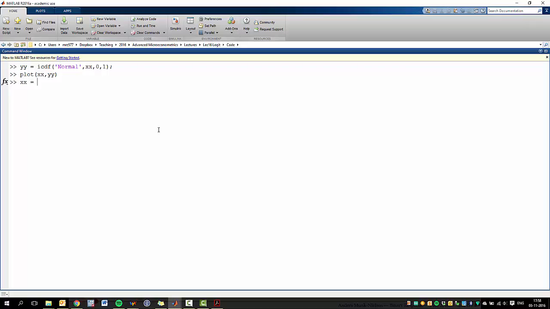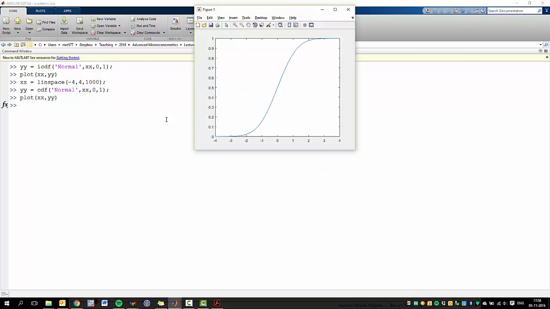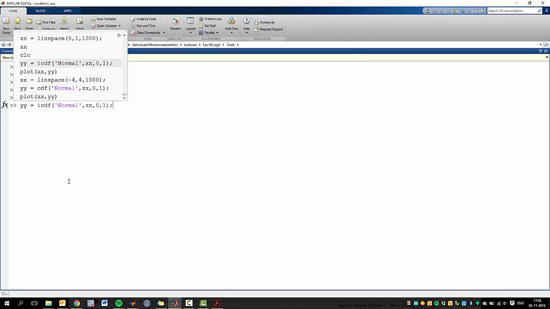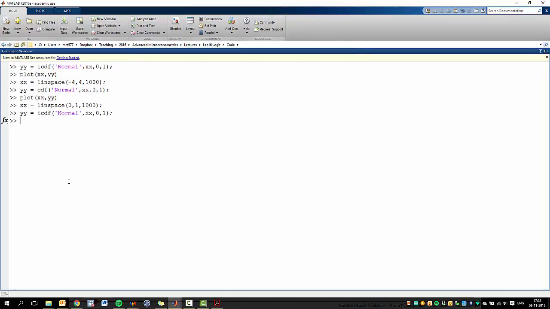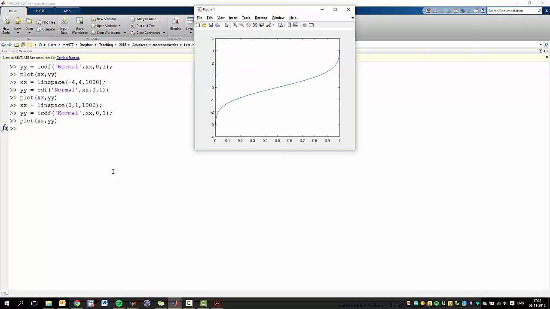Let's create a plot where we take xx to be linspace of -4 to 4 with 1,000 points, and then set yy equal to the normal CDF of xx, with 0 mean and unit variance, and plot xx and yy against each other. This is the cumulative distribution function of the normal. In a sense, I'm just flipping this one around when I'm doing it the other way, using the y-axis as the x-axis instead, and this x-axis as the y-axis. So let's get it up again. Here we go. So this is the inverse.